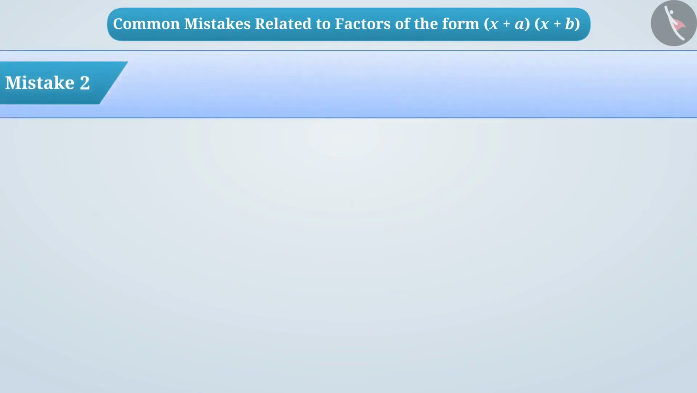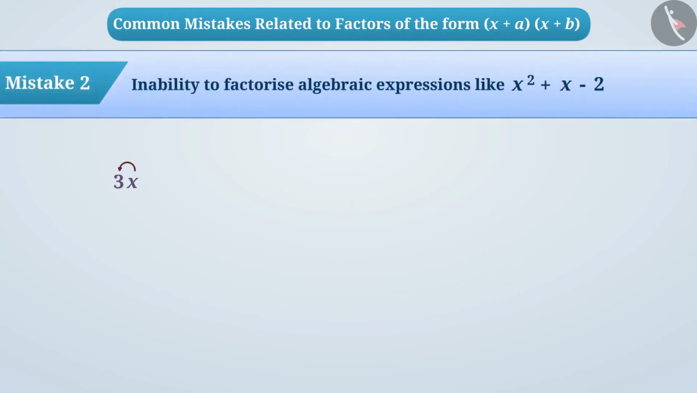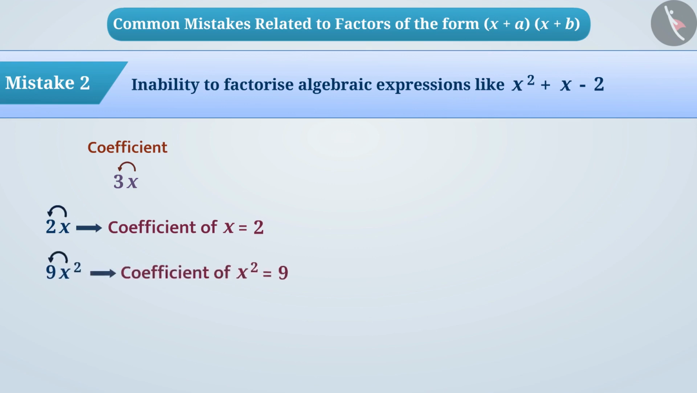Mistake 2. The number written before the variable is called its coefficient. Just as in 2x, the coefficient of x is 2. In 9x², the coefficient of x² is 9. If the coefficient of a term in the expression is 1, we generally do not write it. For example, the coefficient of both x² and x in x² + x - 2 is 1. Some children do not have this idea, so they are not able to factorize algebraic expressions like x² + x - 2.